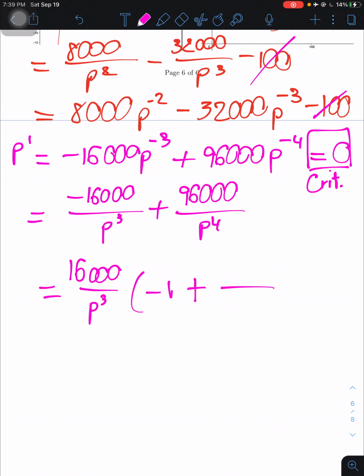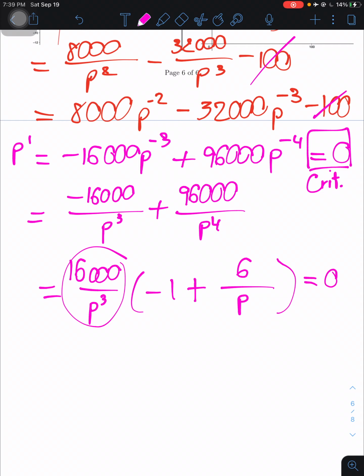So in here it's left with negative 1. And then for the inside, I'm going to get 96,000 divided by 16,000. That is 6. And now on the bottom, I'm just going to get 1 p, right? Because there are 4 p's, and then 3 p's go on the outside, so 1 p will stay inside. So this equals 0, right? We know that this fraction can never be equal to 0, because if we have a number divided by anything, it's never going to equal 0 unless you have the 0 on the top part.